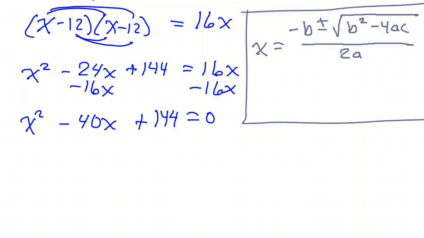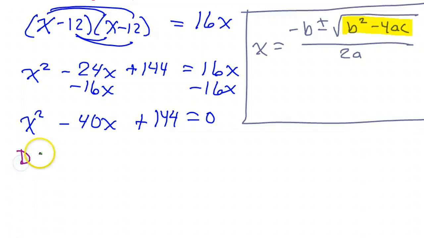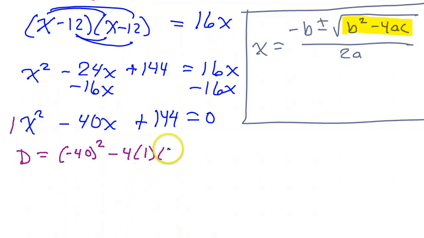So the part under the radical here is called the discriminant, and we always find that first. So let's do that right now. Alright, the discriminant, b squared minus 4ac. So this is b right here, and a is 1, by the way. So b squared, so negative 40 squared, minus 4ac. Okay, that's a, that's b, and that's c. Notice my use of parentheses around this negative 40.